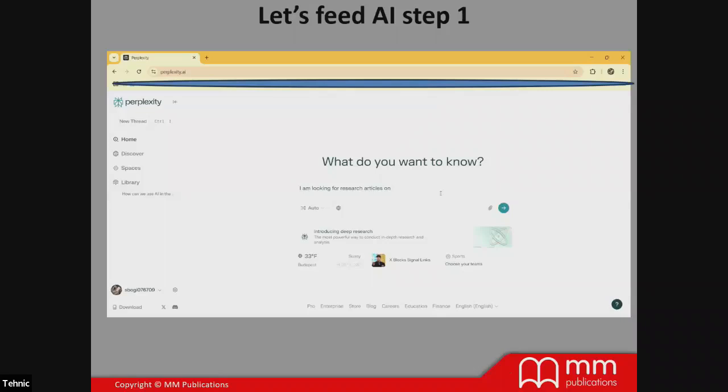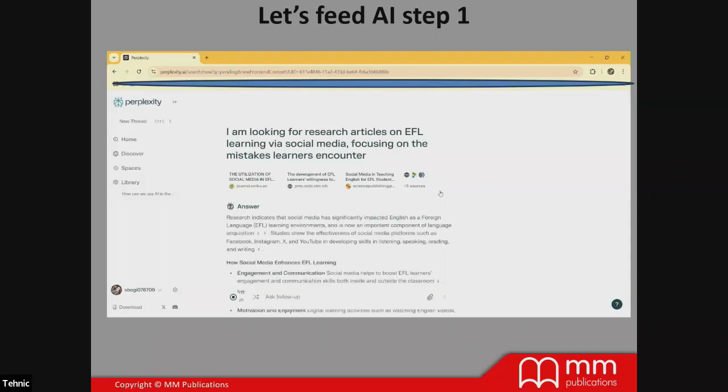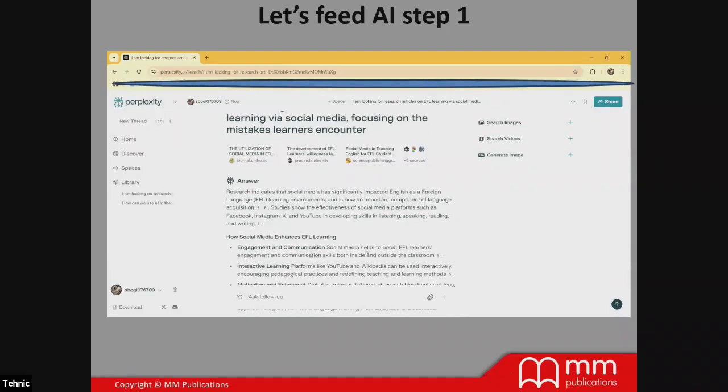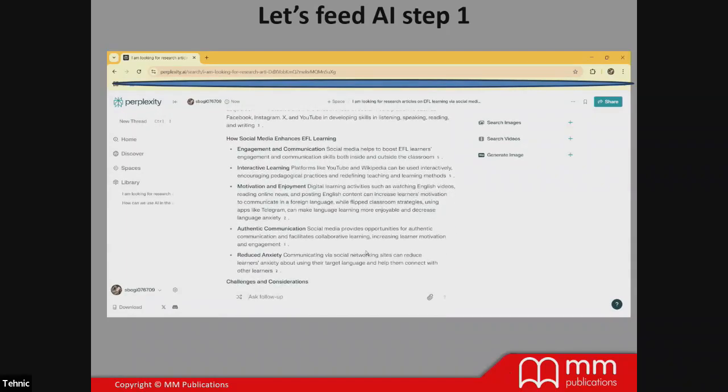And now they ask something a bit more specific, that I'm looking for research articles on EFL learning via social media. And essentially it will throw up a load of answers for them, focusing on the mistakes that learners make. And what you find here with Perplexity is they will throw up text for you, and you can click on the text, and these are all hyperlinks to actual articles. And you'll find this on whatever prompt.